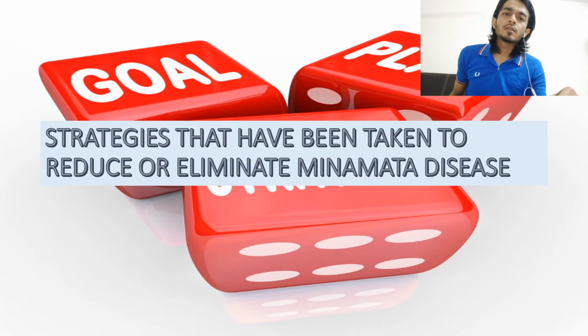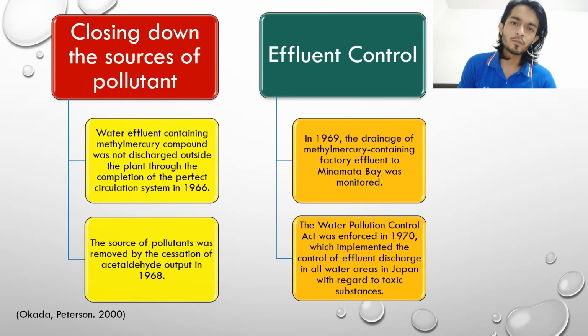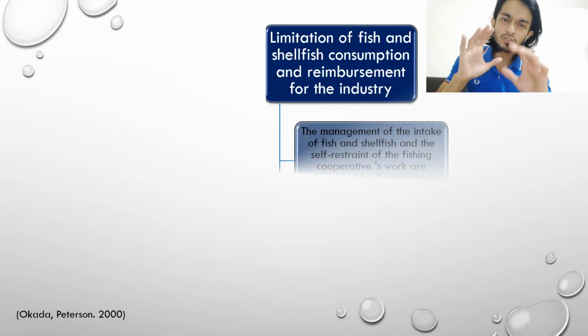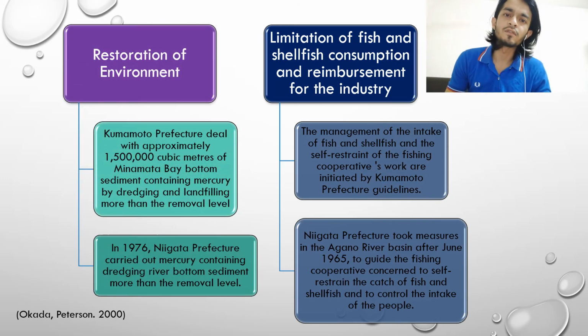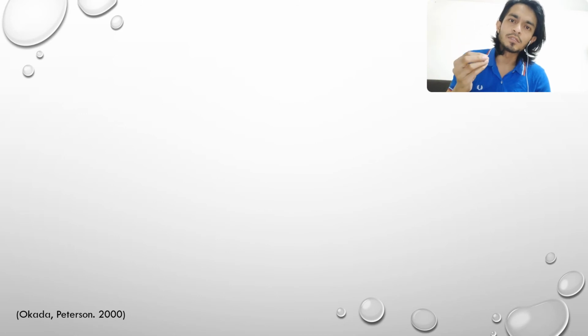Okay, now we will look at the strategies that have been taken to reduce Minamata disease. The first strategy is closing down the source of pollutant. The source of pollutant was removed in 1968. The second point is effluent control. In 1970, the Water Pollution Control Act was enforced. The third strategy is the restoration of the environment. The fourth is limitation of fish and shellfish consumption and reimbursement of the industry. The last strategy is the shift in emission condition. Monitoring of the concentration of methyl mercury in fish and shellfish continues even today around Minamata Bay.